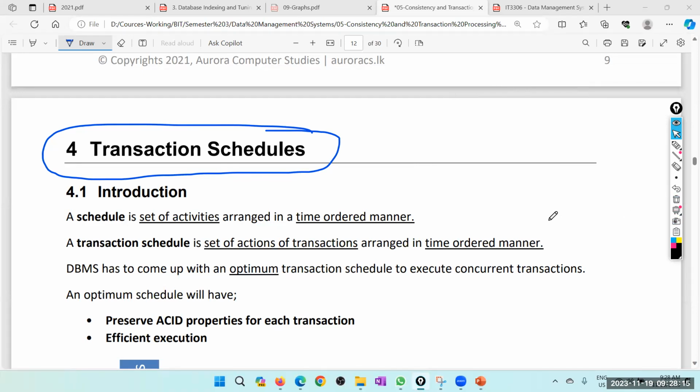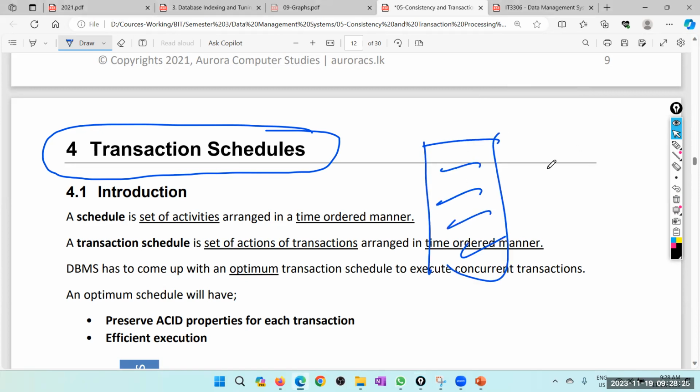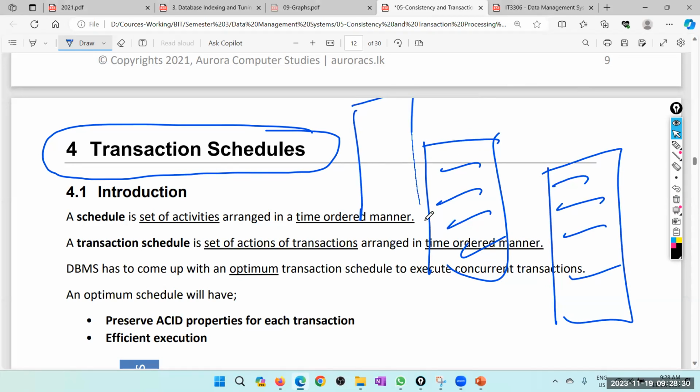Okay, so let's continue. Let's move on to scheduling. Remember that concurrent activities may happen, and there can be possible conflicting situations also. While the concurrent activities are happening, while conflicting situations are there, still your database will try to execute these transactions as efficiently as possible. So that is what transaction scheduling is.